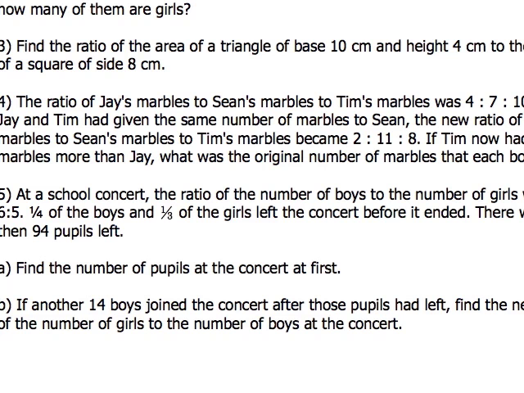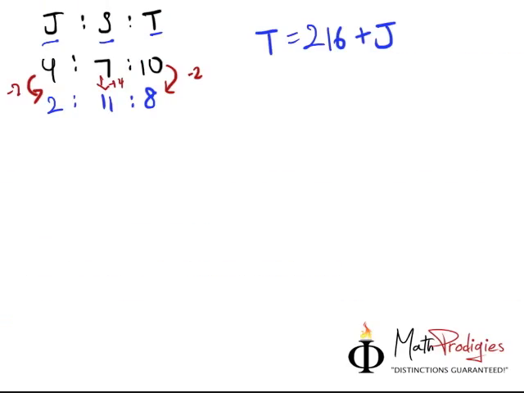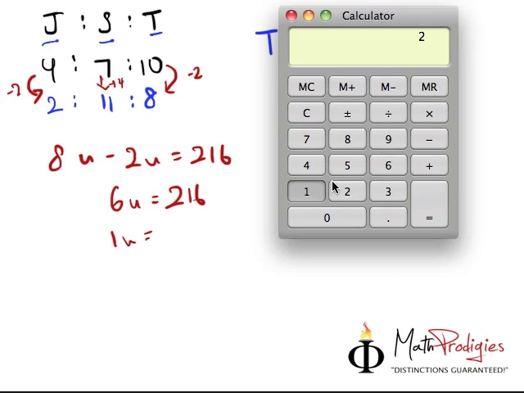The question now says, if Tim now had 216 more than J, that means Tim now had 8 units, and 8 units minus J's 2 units equals 216. Therefore, 6 units equals 216. How much is 1 unit? 216 divided by 6 gives you 36.